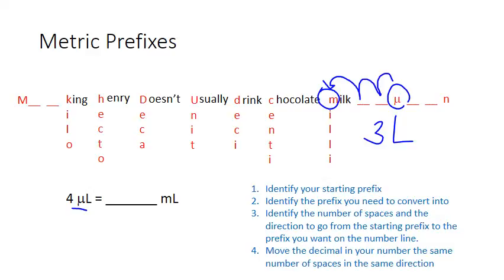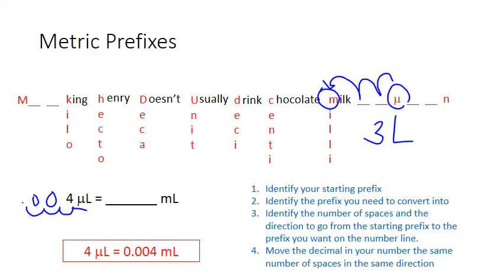So that's what I'll do on my number here. Now 4 doesn't have the decimal explicitly written, but we know it's going to be at the end of the number, immediately after the 4. So we start there and we move 1, 2, 3 places. That's going to be our new location for the decimal, and we fill in our blanks with zeros. So 4 microliters is equal to 0.004 milliliters.